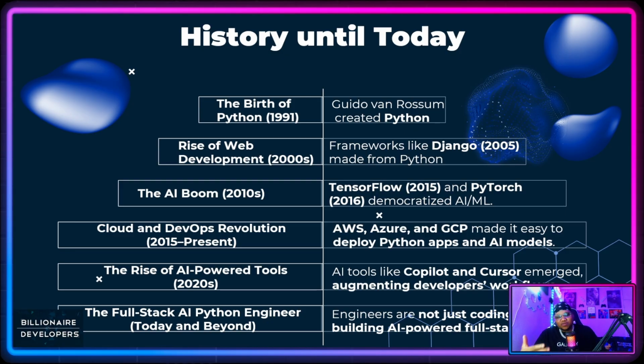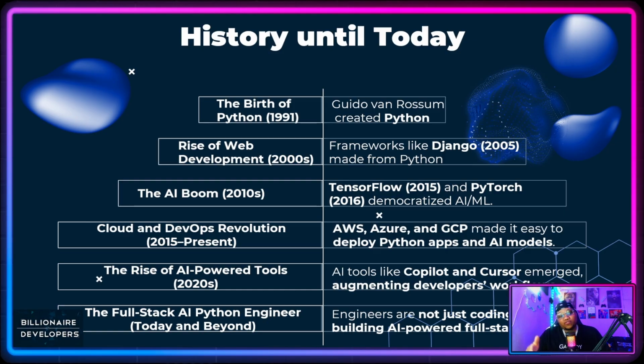And as the years went by in the 2000s, frameworks like Django, which is a very popular back-end framework which is actually developed from Python, was born. And then we look at the early 2010s, right? This is where the AI boom came in. So we had things like TensorFlow and PyTorch, which are also Python libraries that use a lot of AI and machine learning capabilities.